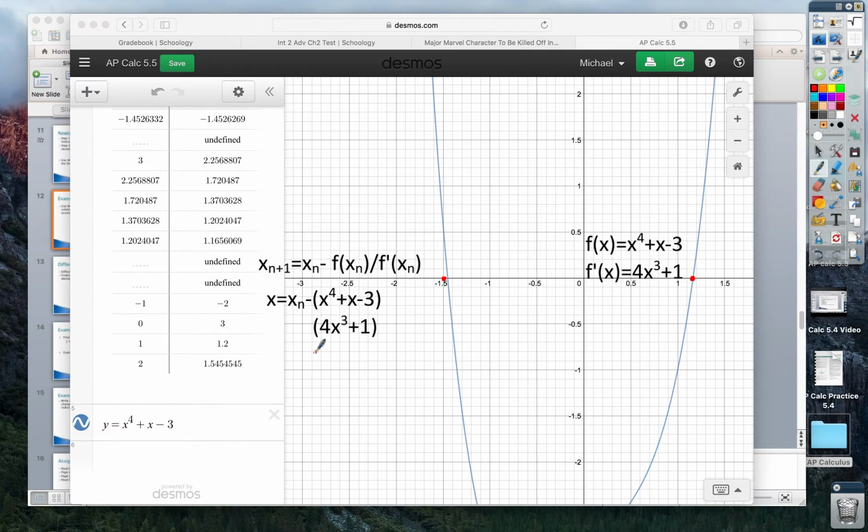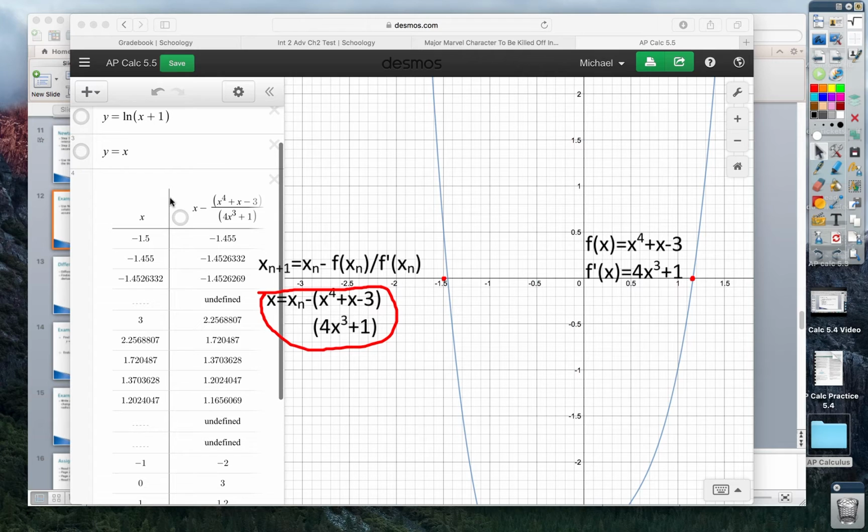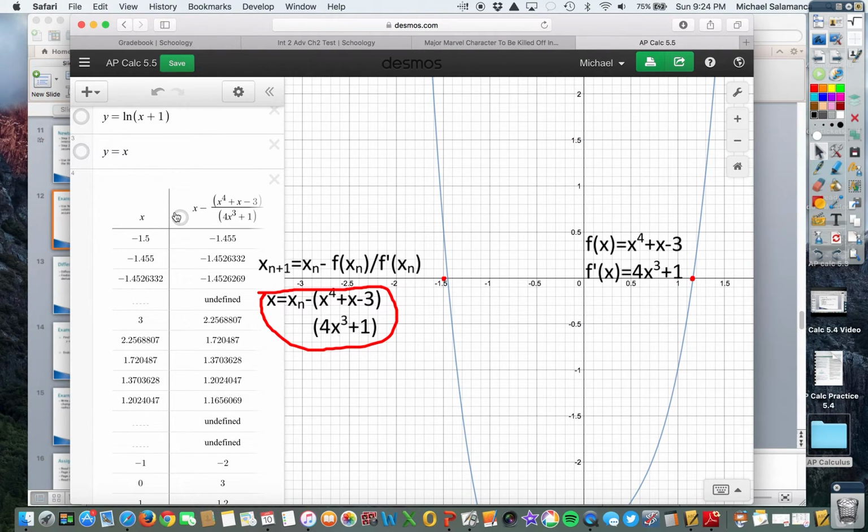Now, we set up this formula right here. And what I did to make this a little bit easier is I went ahead and graphed this for us now. So I'm going to turn on the graph, which you're going to see in purple.